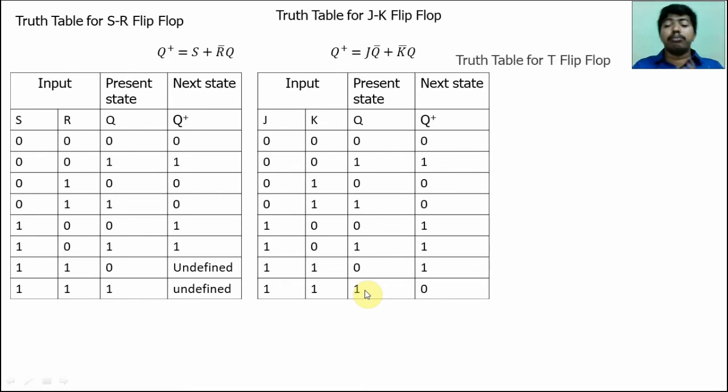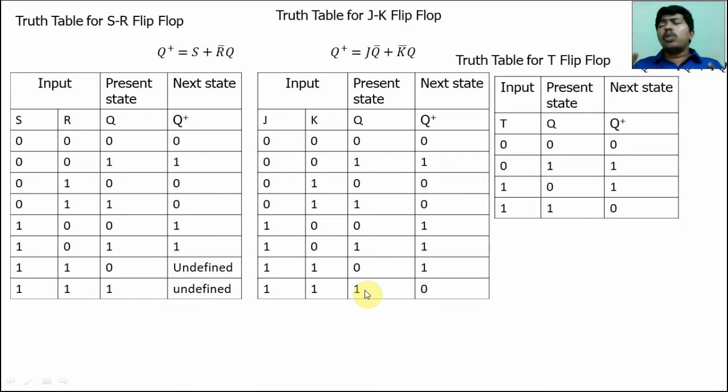Then the T flip-flop is just an XOR gate. For the XOR gate, if the two inputs are different, the output will be high, 1. Otherwise, the output will be 0. Similarly here, if both are the same, the output will be 0. If both are different, the output will be 1. For the D flip-flop, the output will be D. It does not depend on the present state. If D is equal to 0, the output will be 0. If D is high, the output is always high.